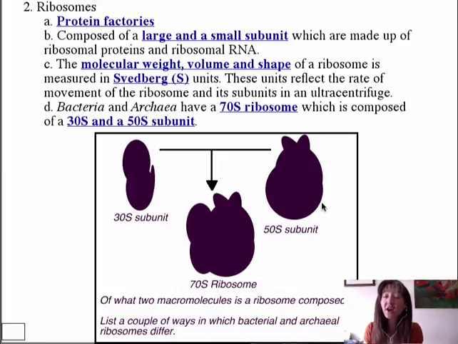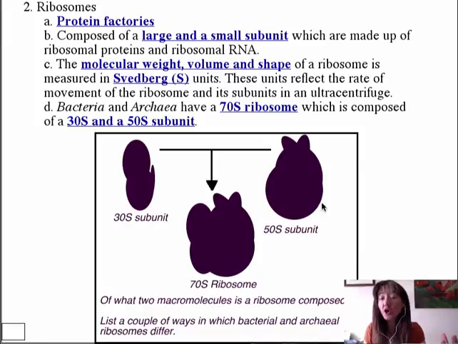However, bacteria and archaea differ just a little bit. For example, some of the types of RNAs that you see in archaea are different than bacteria. For example, we see a 5S rRNA in bacteria versus a 5.8S in archaea, which is actually more like eukaryotes. We see a different number of proteins. In fact, archaea have more proteins in their subunits than do bacteria. So despite the fact that they both have 70S ribosomes, we see that they do differ just a little bit.